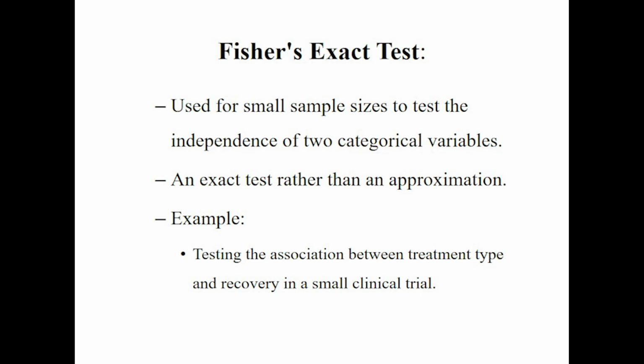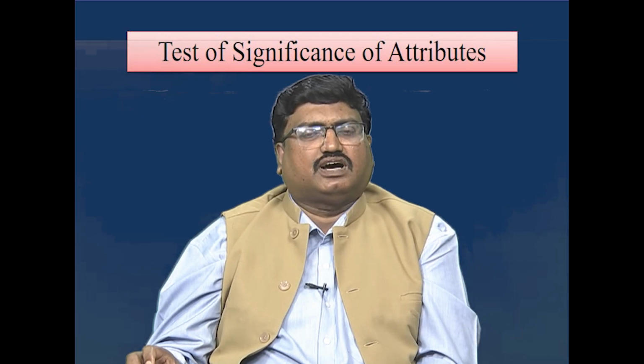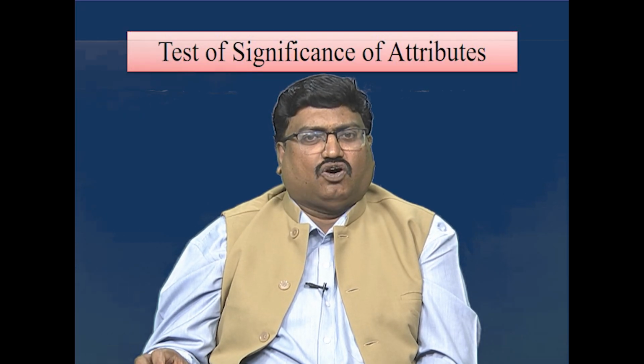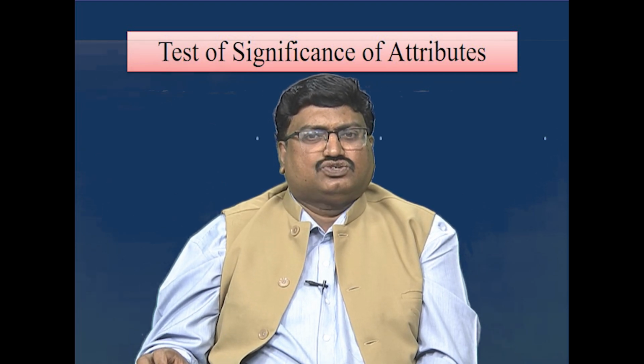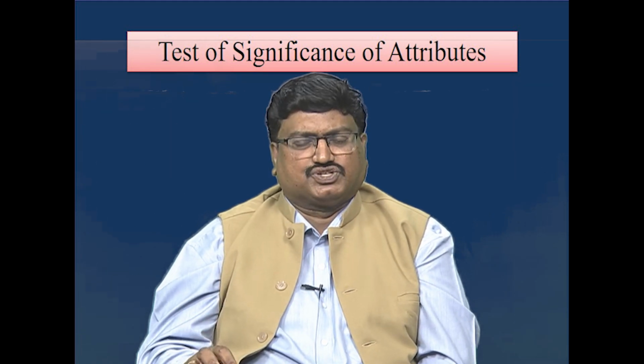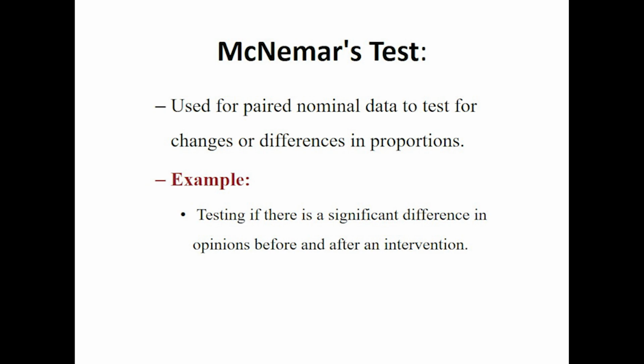Now there is Fisher's exact test. This is another test of attributes, used for small sample sizes to test the independence of two categorical variables. Remember, categorical variables are the nominal and the ordinal. Non-categorical are the interval and the ratio. An example is testing the association between treatment type and recovery in a small clinical trial, which is done on an experimental basis.